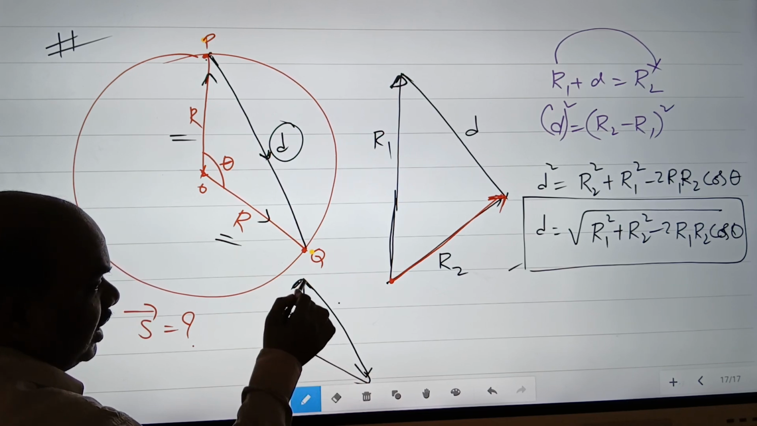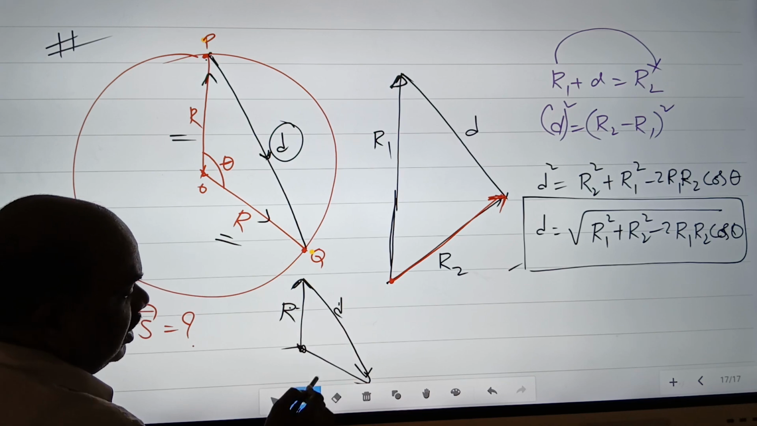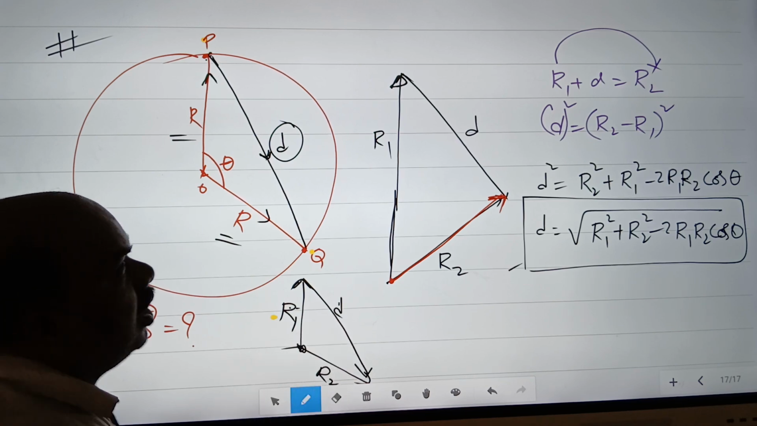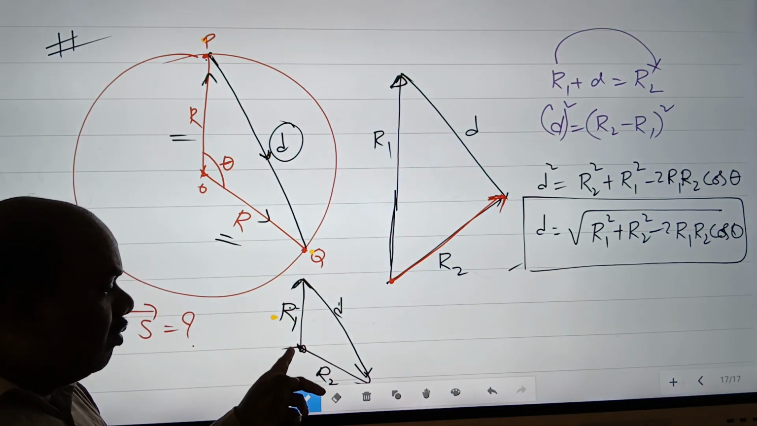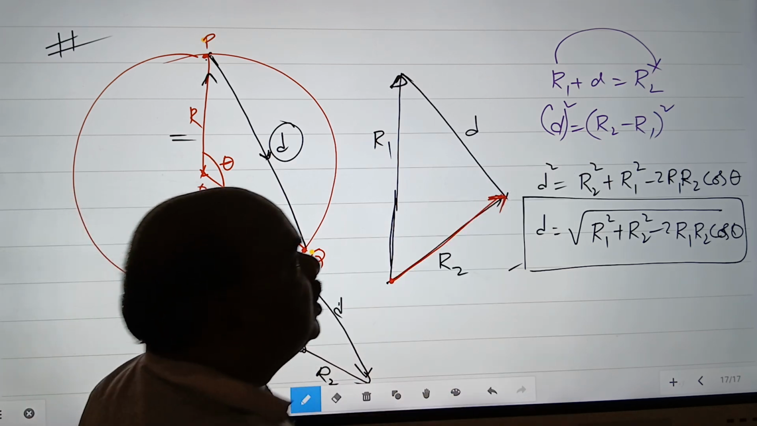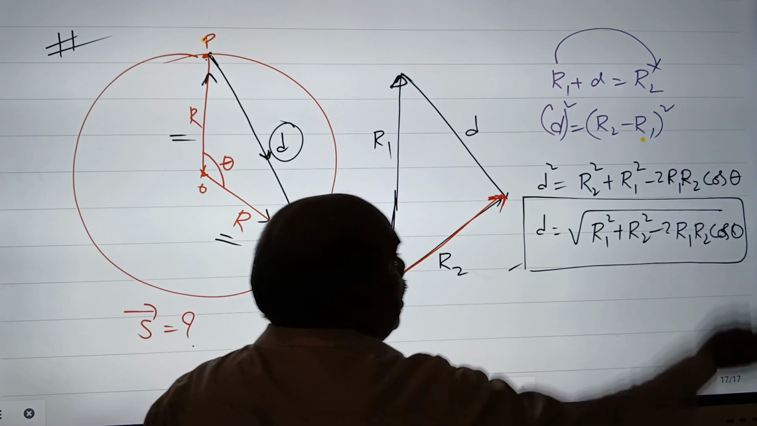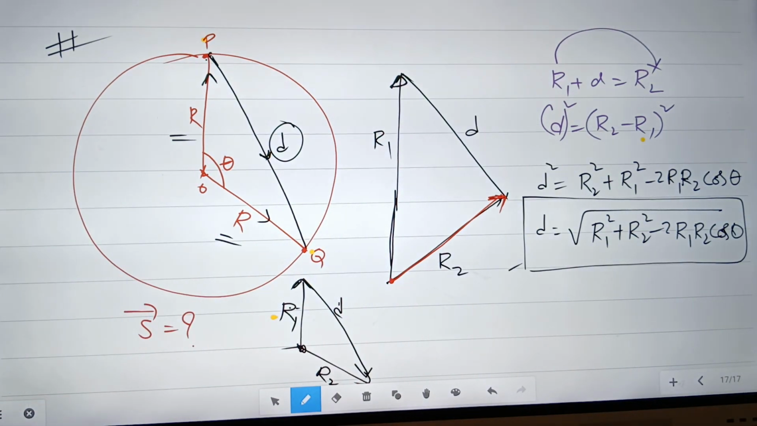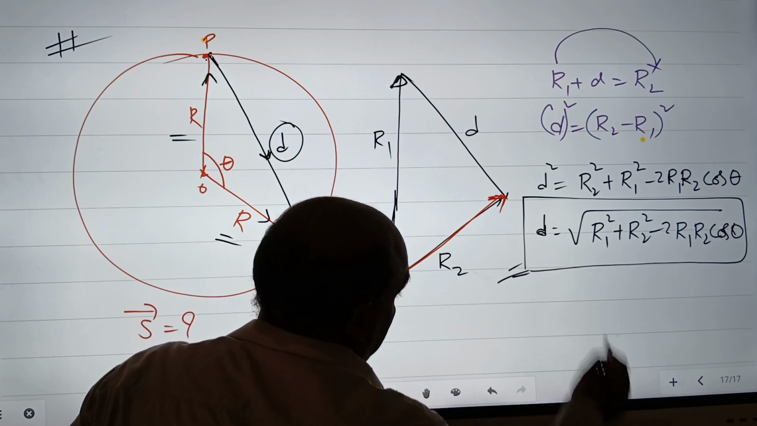These two can be added, because this tail is added to this head. So R1 plus D is equal to R2. If you add these two, the resultant must be first vector tail to last vector head. So R1 plus D equal to R2, D equal to R2 minus R1. Squaring both sides, D square equal to R1 square plus R2 square minus 2 R1 R2 cos theta. This is the relation for finding the magnitude of the resultant.